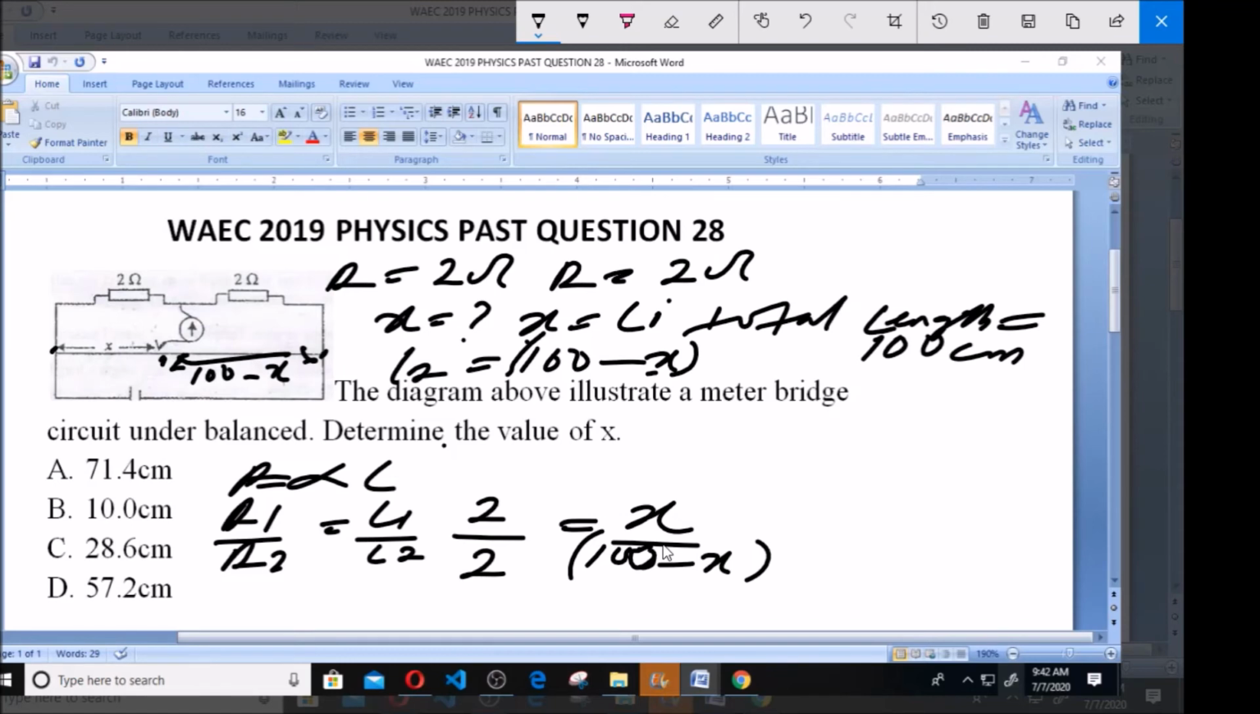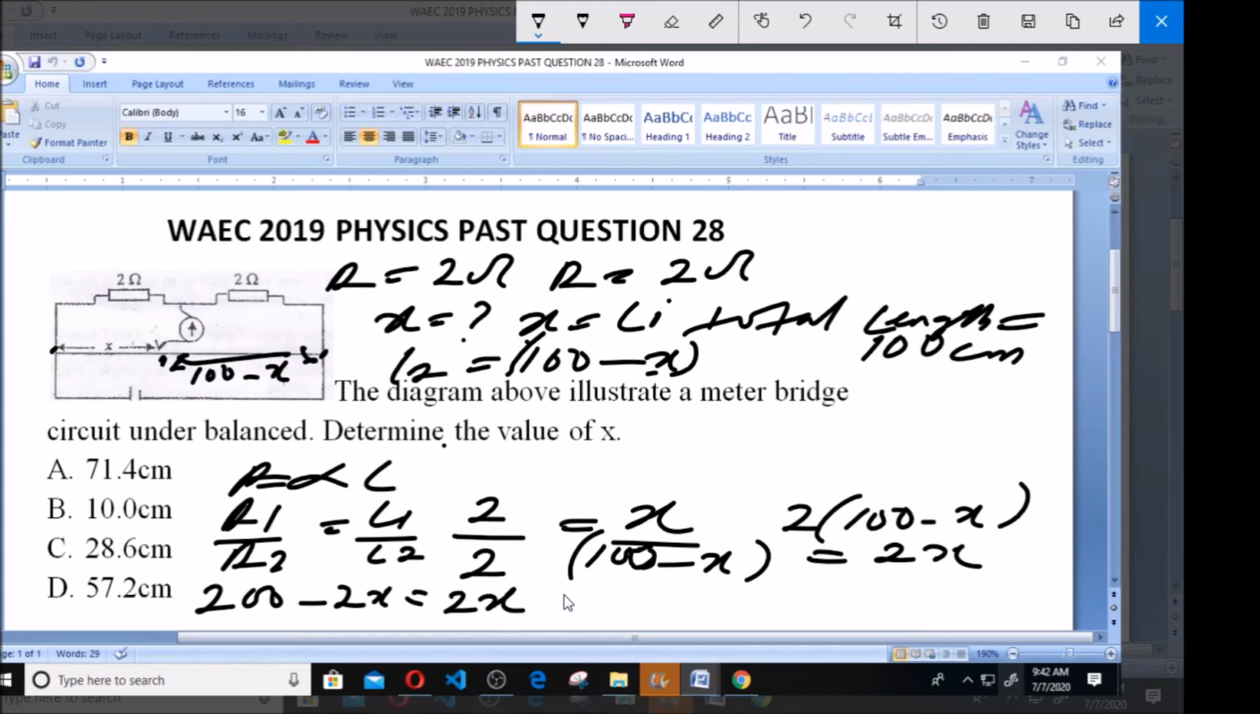Now when you cross multiply, you have 2 into 100 minus X equals 2X. Once we solve further, we have that 200 minus 2X equals 2X. Hence 200 equals 4X. Our X here becomes 200 over 4, which is 50.